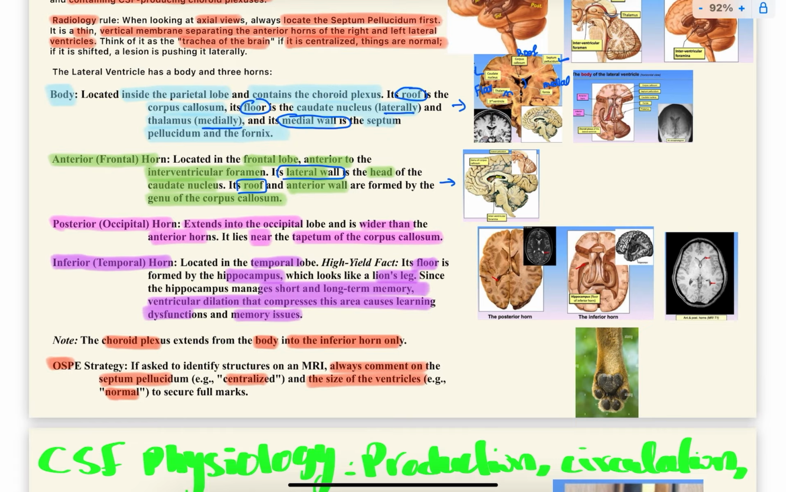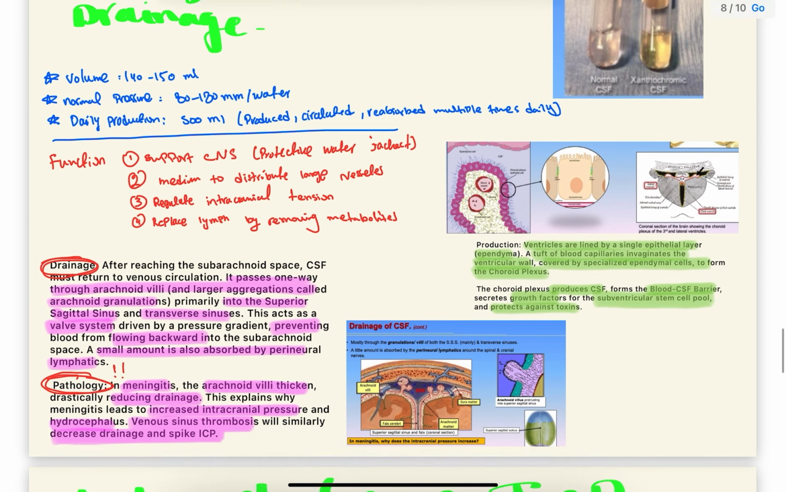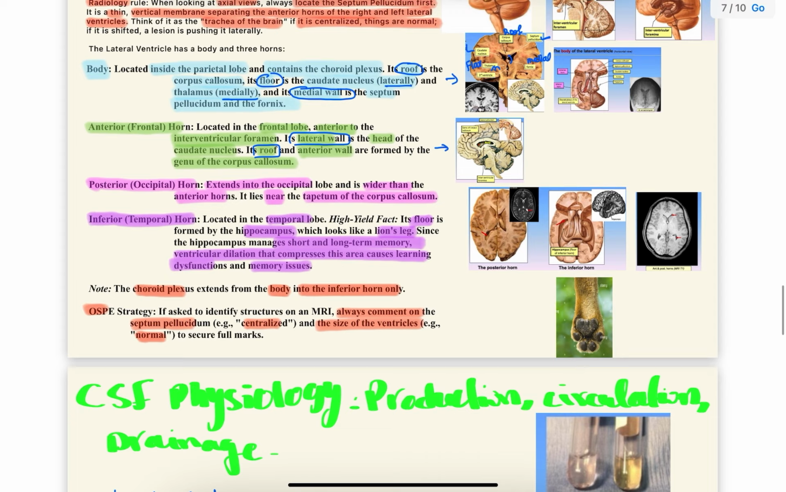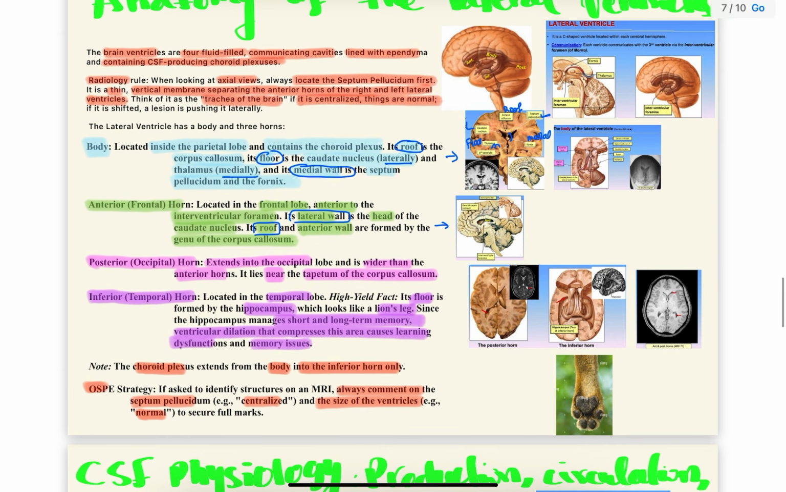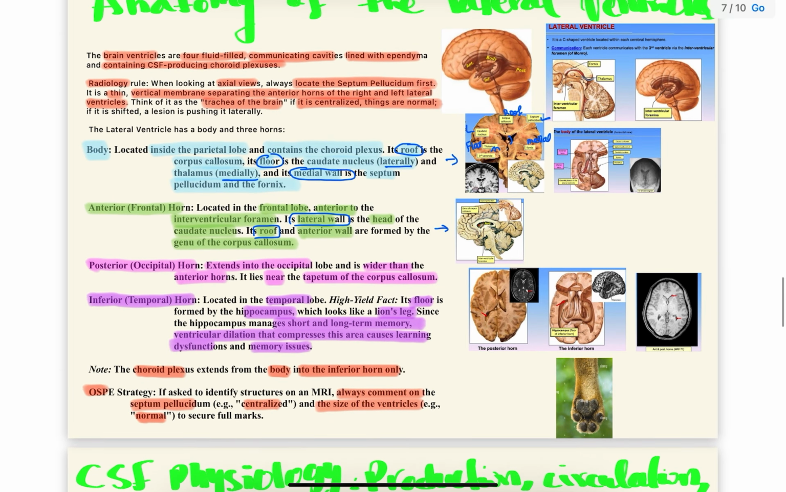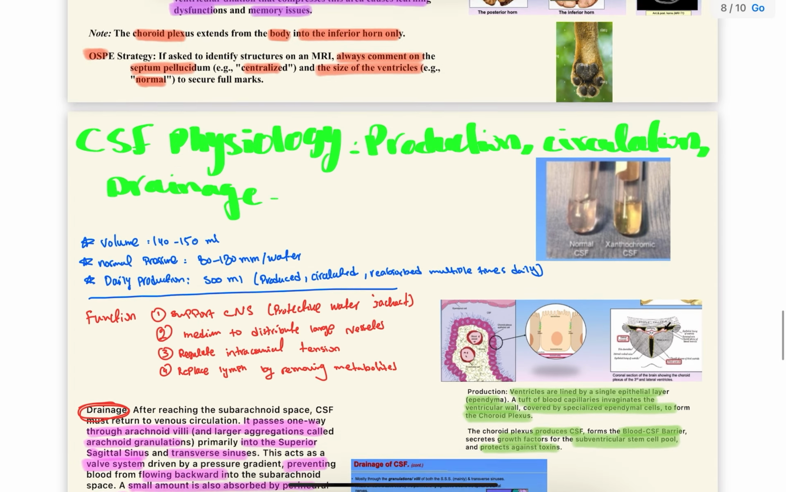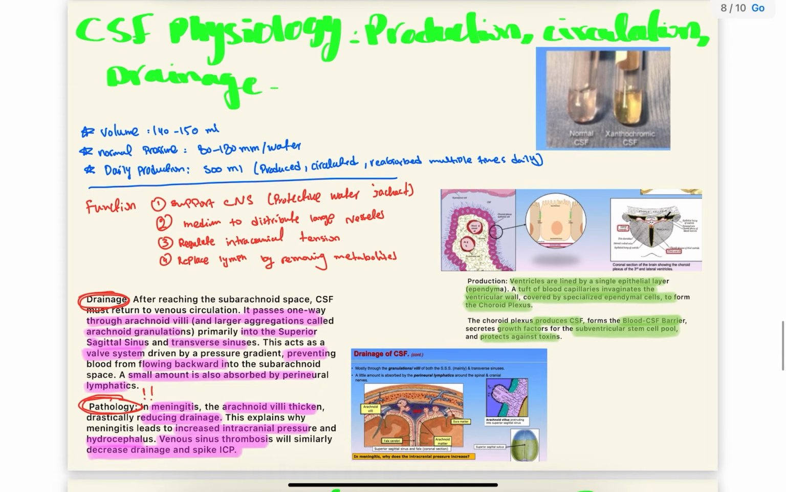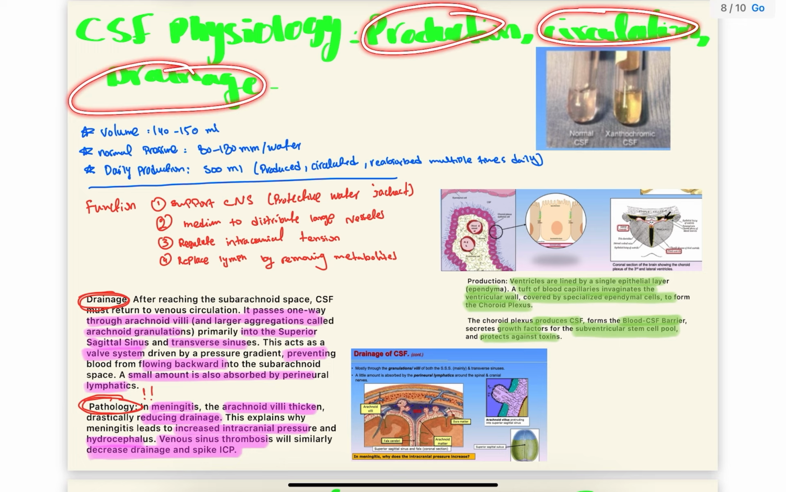Now, moving on. Before I move on, we said about mentioning the septum pellucidum that is centralized. We can also, in OSPE, comment on the size of the ventricles, that they're normal and not dilated. They could be dilated in a case of hydrocephalus, which we're going to discuss later on. Now let's talk about the CSF physiology. Let's talk about the production, the circulation, and the drainage.